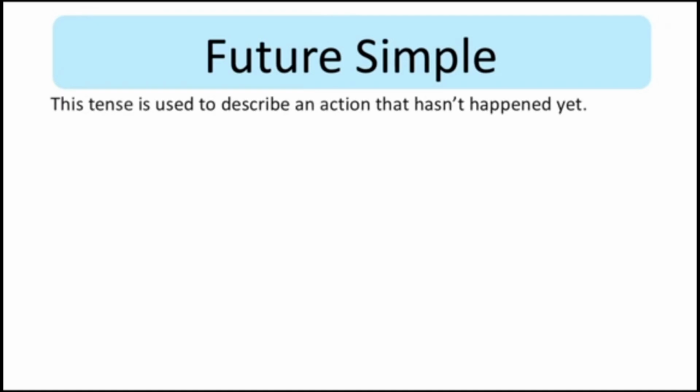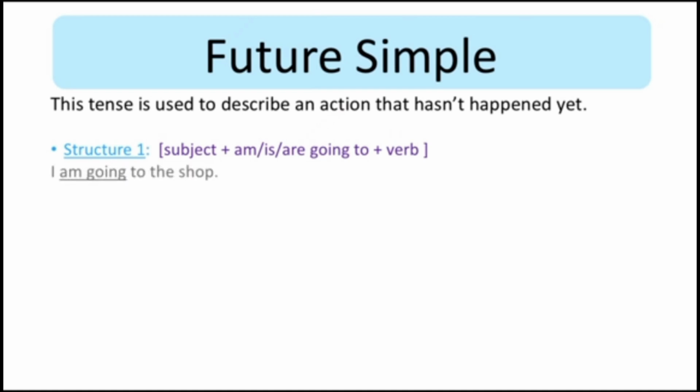Future simple. This tense is used to describe an action that hasn't happened yet. So there are 3 structures to future simple tense. The first structure is the subject plus am, is, or are, going to plus the verb. For example, I am going to the shop. She is going to buy some clothes.